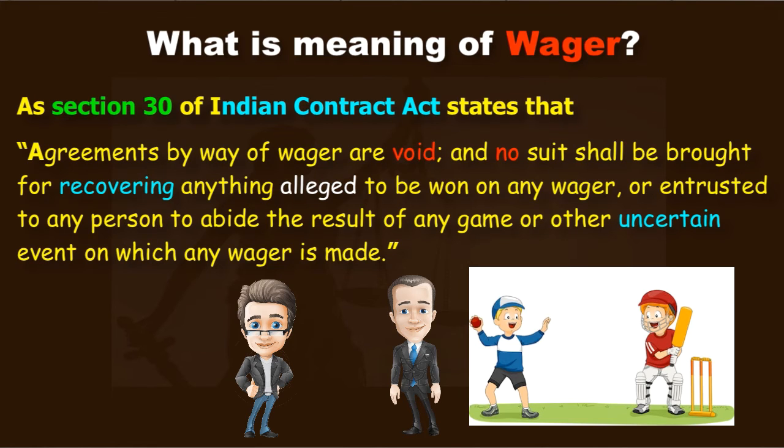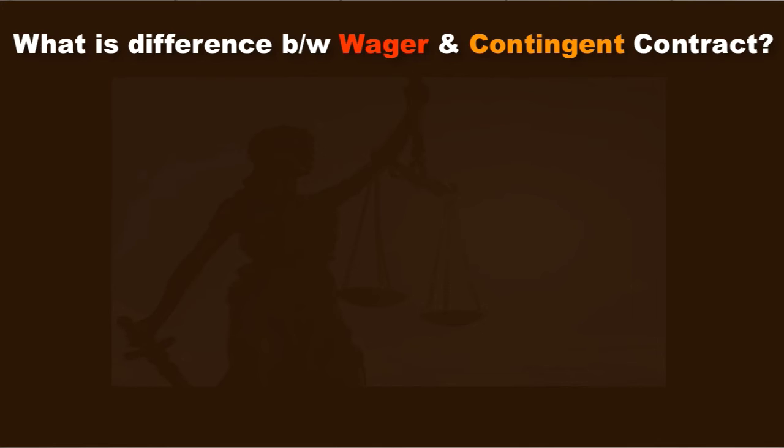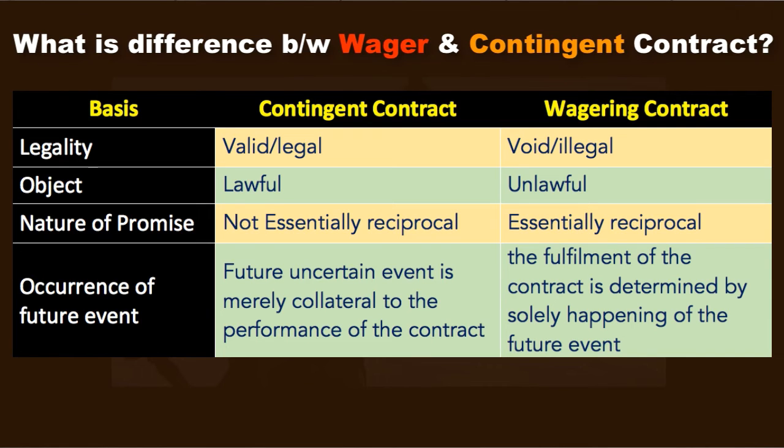Now the point is, waiver and contingent contract, why are both terms kept under the same topic? That is because waiver also depends on a future event. It is talking about something which will happen in the future. However, let's understand the basic difference between contingent contract and waiver, based on legality. You can see this table that will help you understand. Based on legality, a contingent contract is valid and legal. On the other hand, a wagering contract is void and illegal. Based on object, it is lawful, and a wagering contract is unlawful.